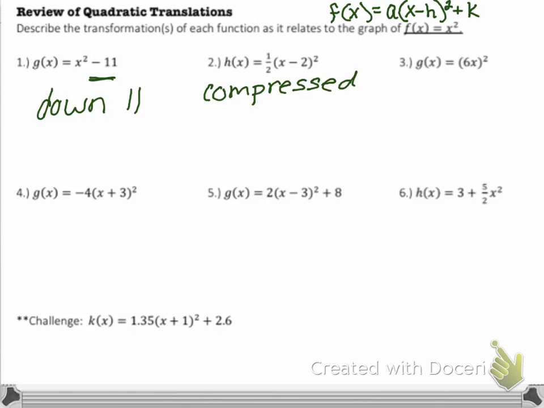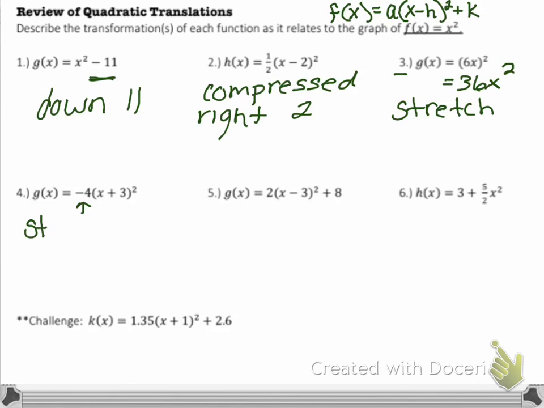And I see Hank in there, minus 2. So I'm going to go right 2. Then for number 3, I just have an a value that's also on the inside of the parentheses. So really that's actually 36x squared. That's going to be super stretched. Super stretched. And number 4, I have an a value that's also negative. So I'm going to be stretched. It's going to reflect. And we have got Hank, and we're going to go to the left 3.